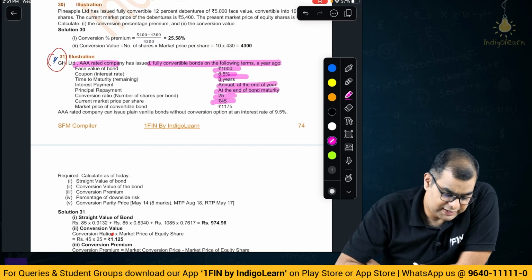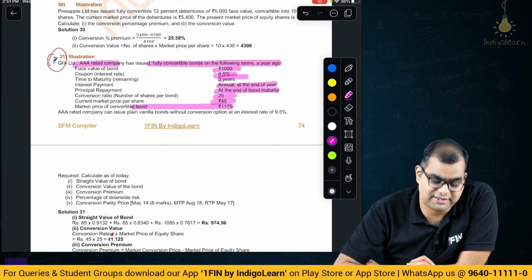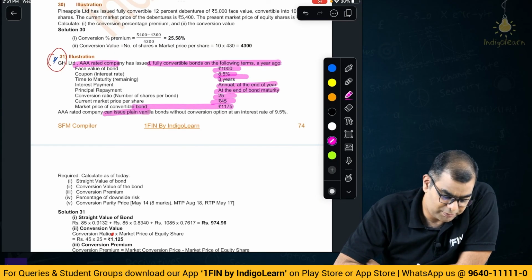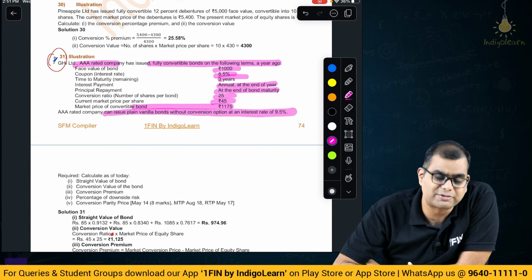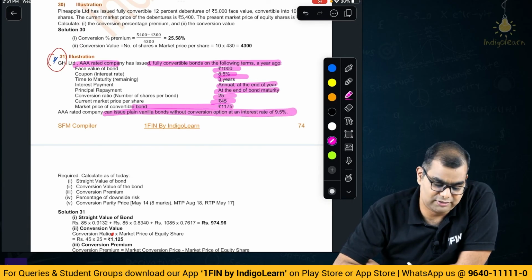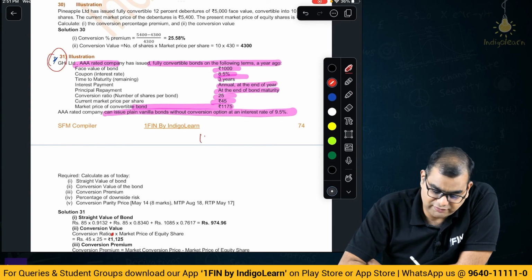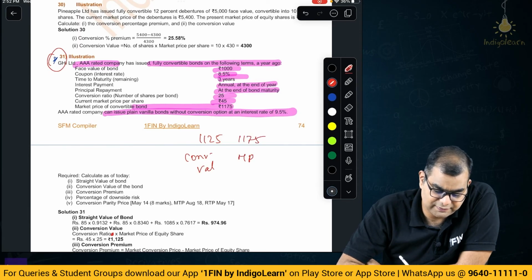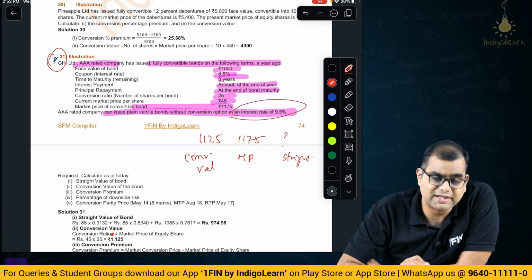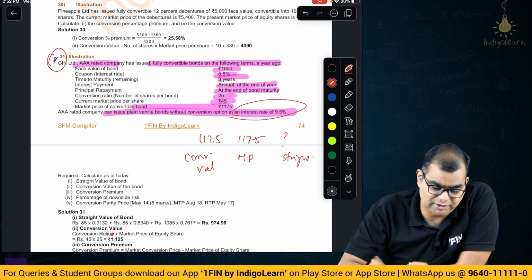1125. Then current market price of the bond is 1170. Now what are you asked? They can issue plain vanilla bonds without the conversion option at 9.5. So they themselves have said 1125 is conversion value, 1175 is market price. Then they are asking for a straight bond, that is a bond without the conversion option. What is the price if the interest rate is 9.5? I am assuming, I have not read the rest of the question, but I am generally assuming.